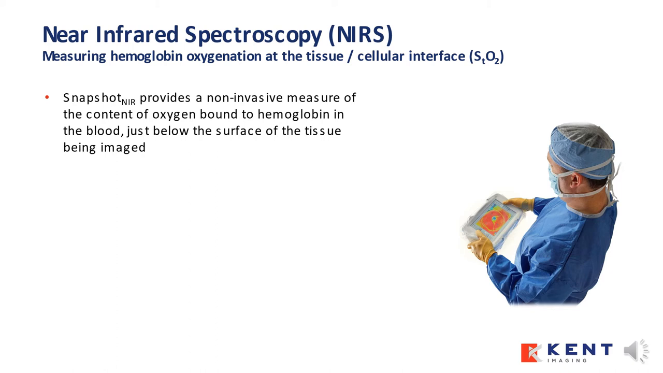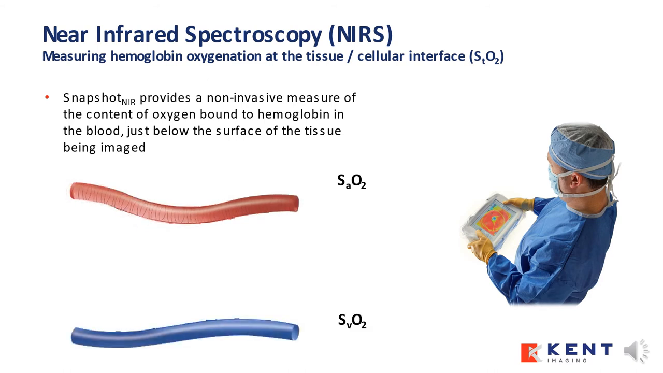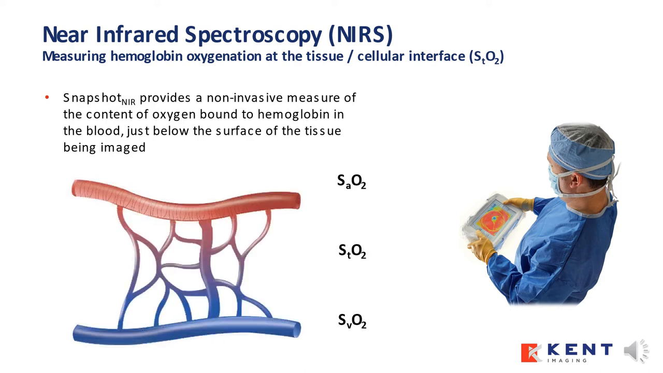Unlike other technologies, near-infrared spectroscopy is not restricted to looking at either arterial supply or venous return. Instead, near-infrared spectroscopy provides a comprehensive measure of the hemoglobin oxygen saturation of the entire vascular bed, including the nutritive vascular bed.